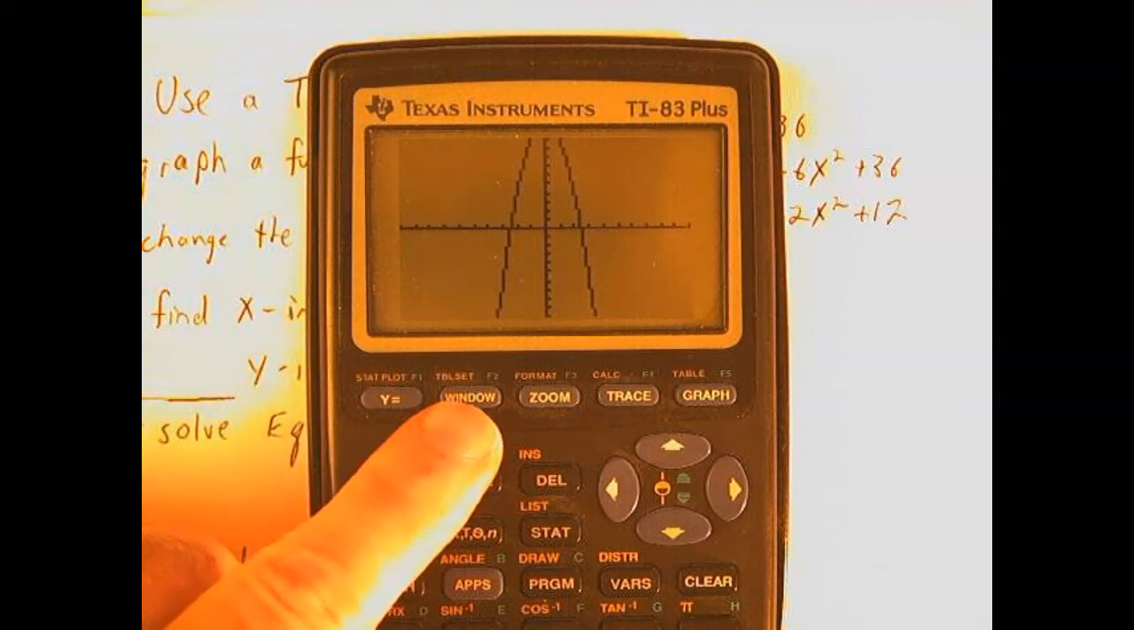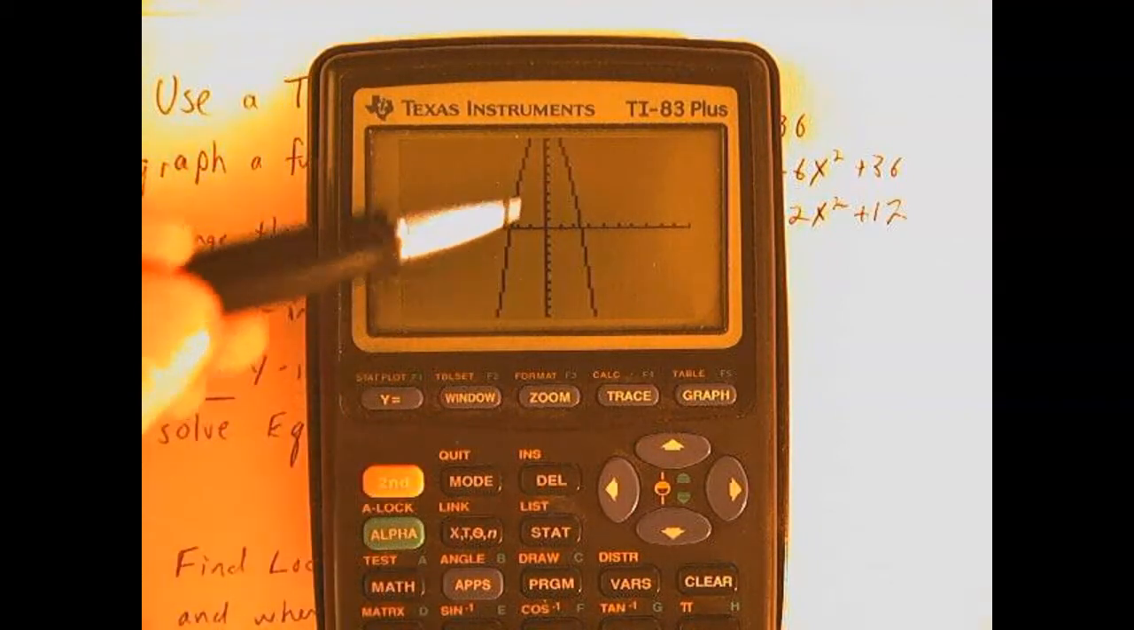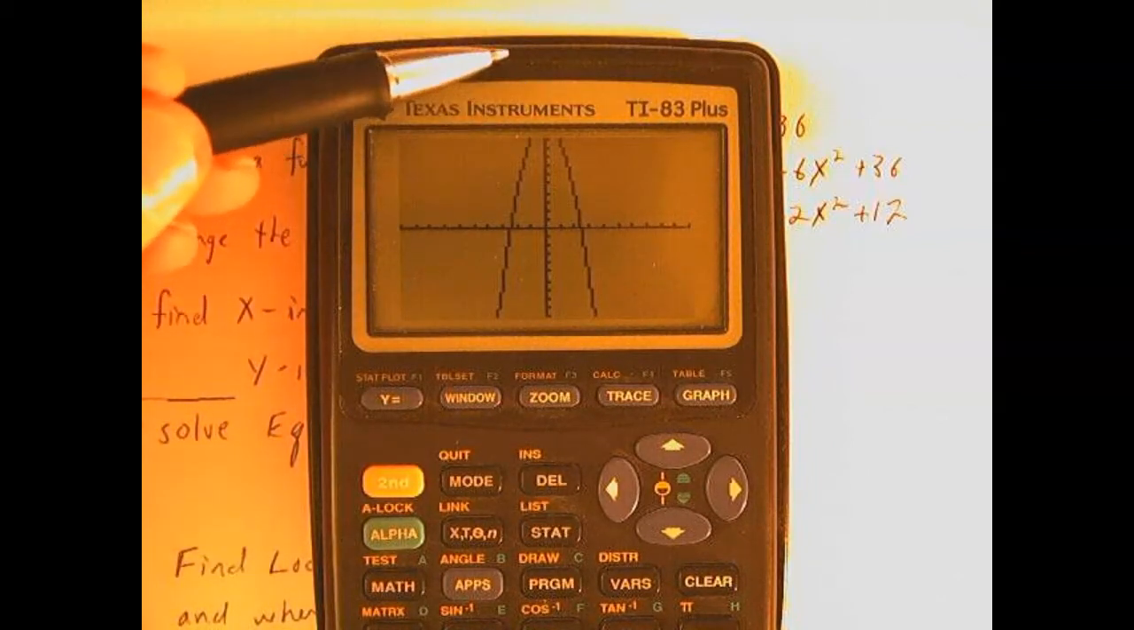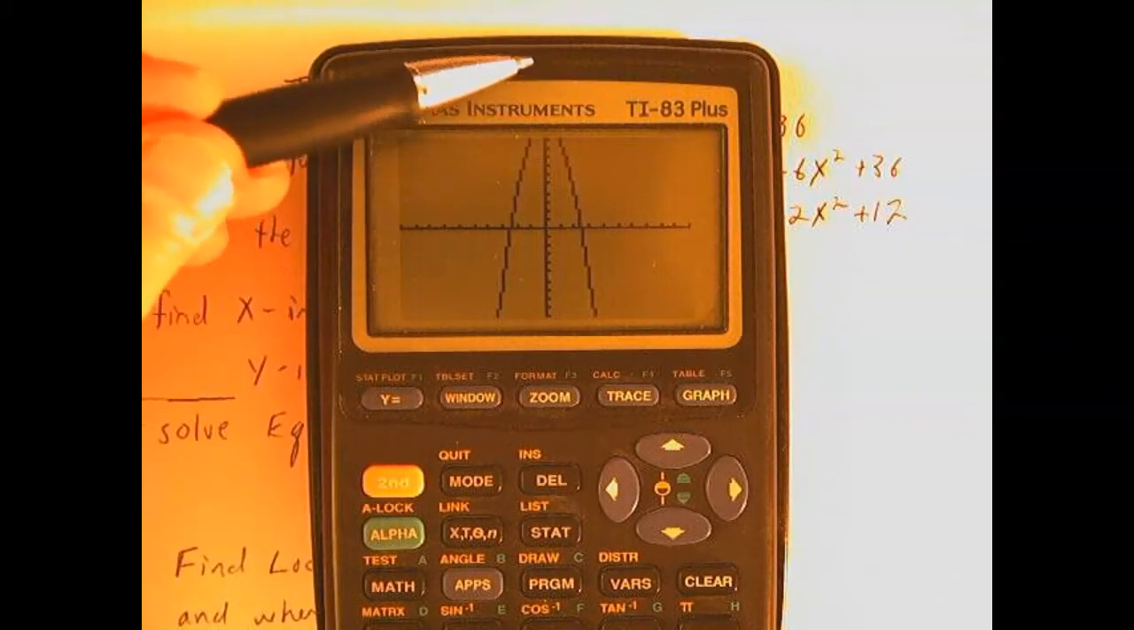All right, so I'm going to go to the window button, and we know that this goes up to 10, and it looks like it's close. So I just want to go up. I just want to be able to see up to 15. I can't see up here.